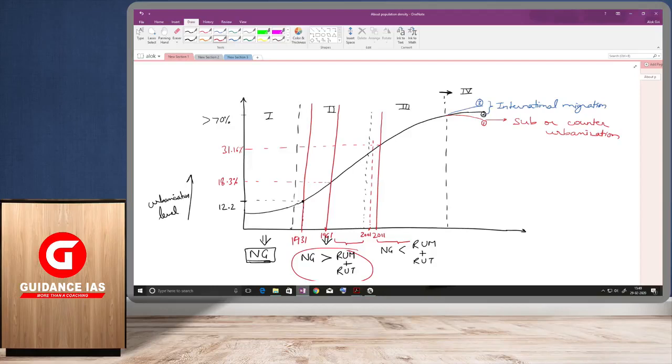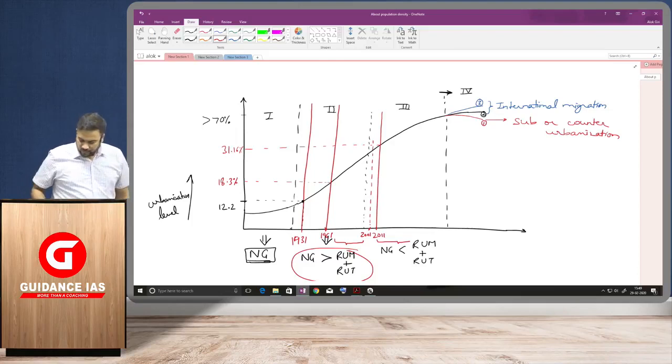Okay? What has happened after this period? The early decade of the 21st century has seen that now it is rural urban migration and transformation which is the more dominating component. Okay?